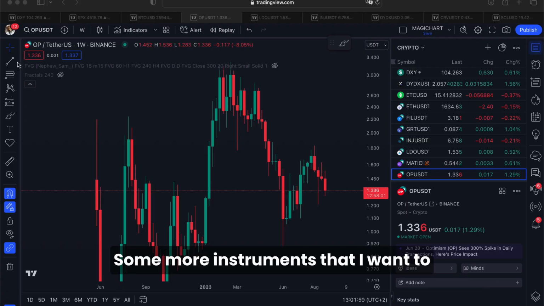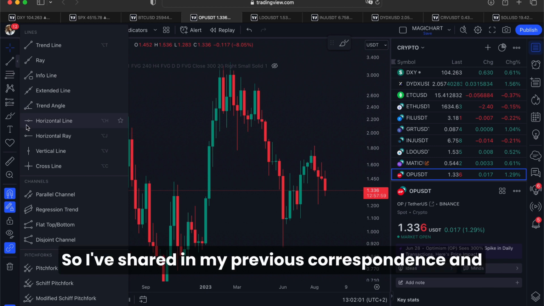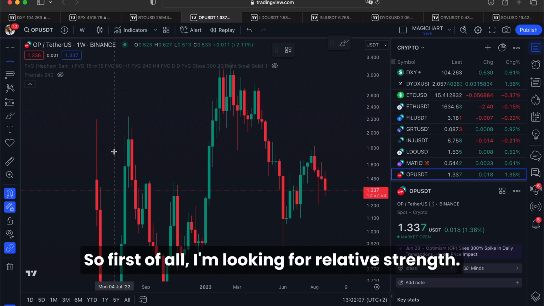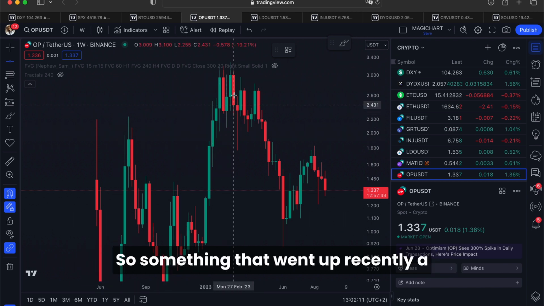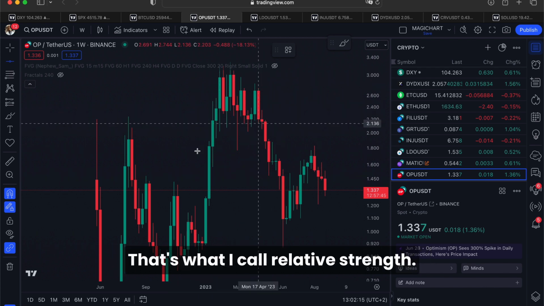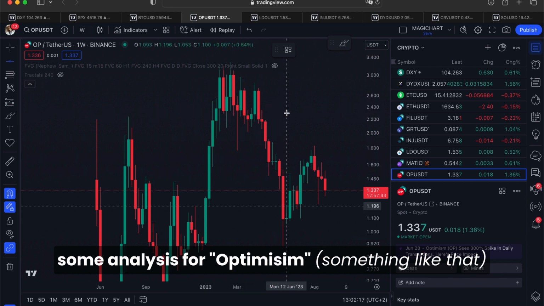Now for some instruments that I want to take some positions on this week. I've shared in my previous correspondence and videos how I select certain coins. First of all, I'm looking for relative strength: something that went up recently a lot and came down recently a lot. That's what I call relative strength. Okay, so let's look at some analysis for Optimism.